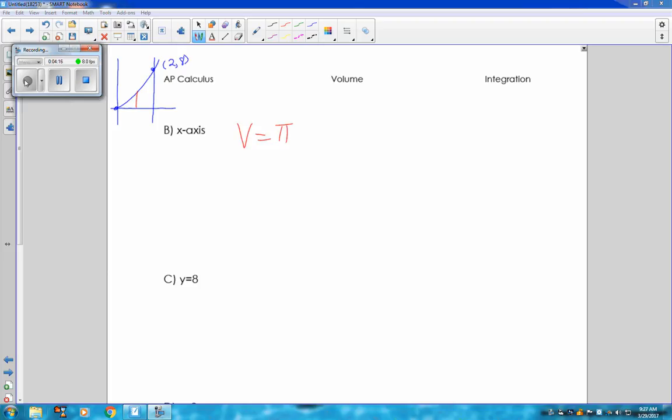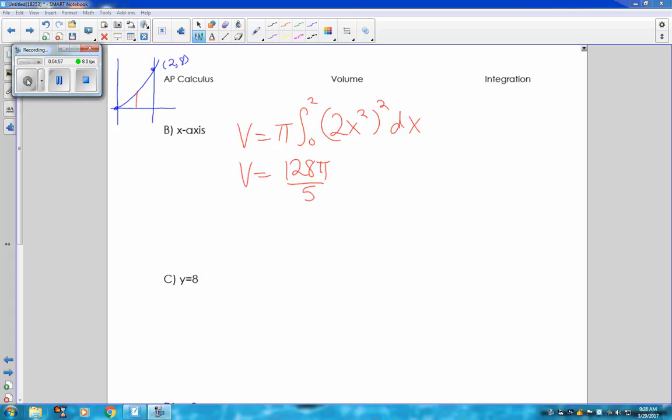So your volume is pi, and what's my upper and lower bounds? 0 to 2. And the radius is? What's the radius? So 2x squared, squared, dx. Okay, that's how you should have set it up. Does anyone need more time to solve it? 128 pi over 5. Does anyone need to see it? Okay, you go ahead and try and set up C.